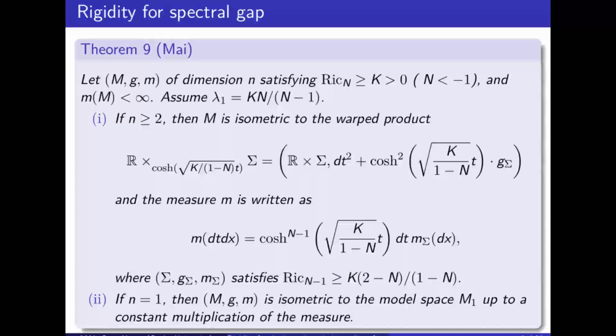And if we decompose the measure of the weighted manifold, we have that the one-dimensional Euclidean space is equipped with the hyperbolic cosine measure, and the submanifold sigma satisfies another Ricci curvature bound. And for one-dimensional spaces, the weighted manifold must be isometric to the model space M1 up to a constant multiplication of the measure.